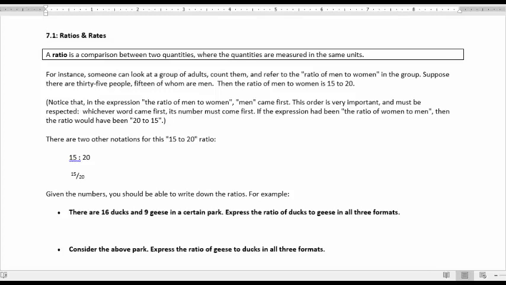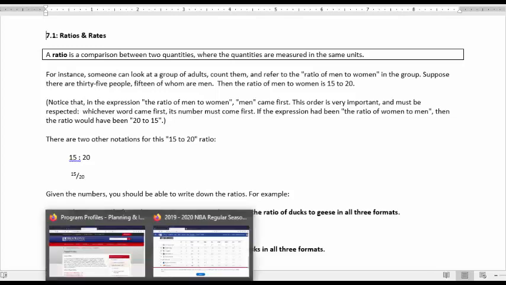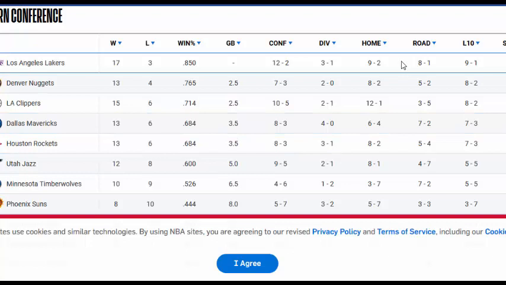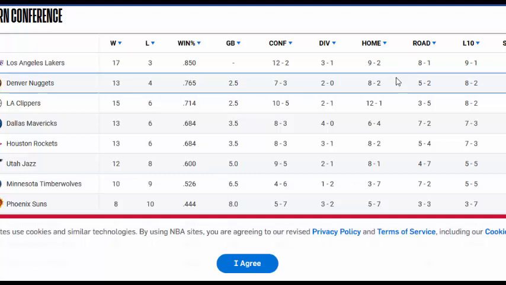All right. So we see ratios arise quite a bit on an everyday basis. One of them is with sports, right? We have win-loss records. That's actually the form of a ratio. So for instance, the Lakers' win to loss ratio is 17 to 3 because they've won 17 games, lost 3 games. The Nuggets' win to loss ratio is 13 to 4 because they've won 13 games, lost 4 games, and so on and so forth.